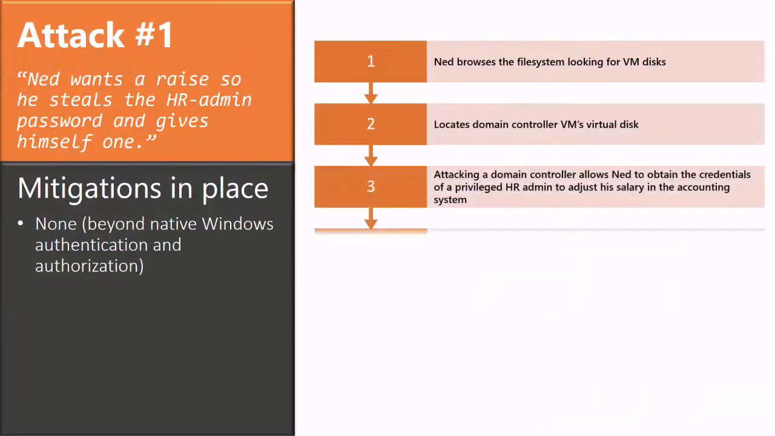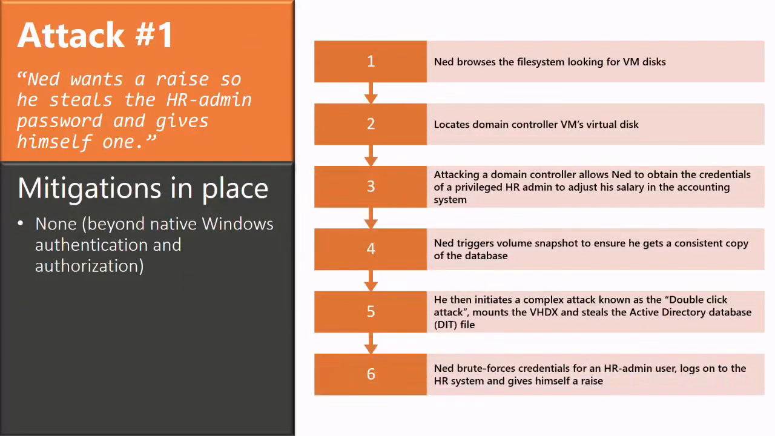So here's attack 1. Ned wants a raise. So he decides, having his background in storage, SMB, and Active Directory, that he's going to give himself a raise by simply going ahead and stealing the HR and accounting admin's Active Directory passwords and then making the modification himself. How does he do this? Because there's a virtualized domain controller running on a Hyper-V host who's storing its VHDs, VHDXs, VMDKs, I don't care what hypervisor it is, on Ned's file servers. Subsequently, Ned has access to it.